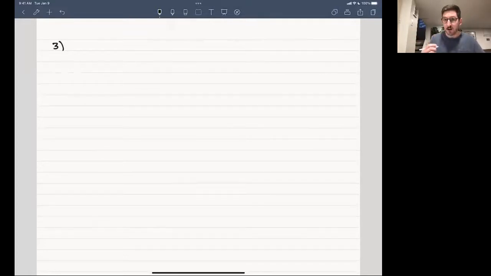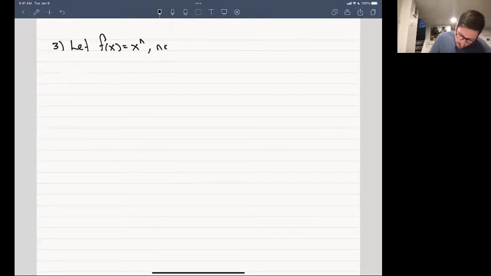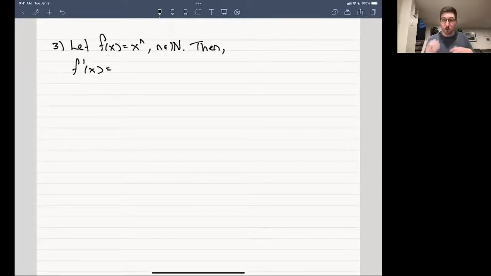Let's talk about polynomials. Let f of x equal x to the n, where n is some natural number. Let's compute the derivative of this thing anywhere. So I'm going to do f prime of x. I want to know what the derivative function is. We'll talk more about the actual derivative function later.